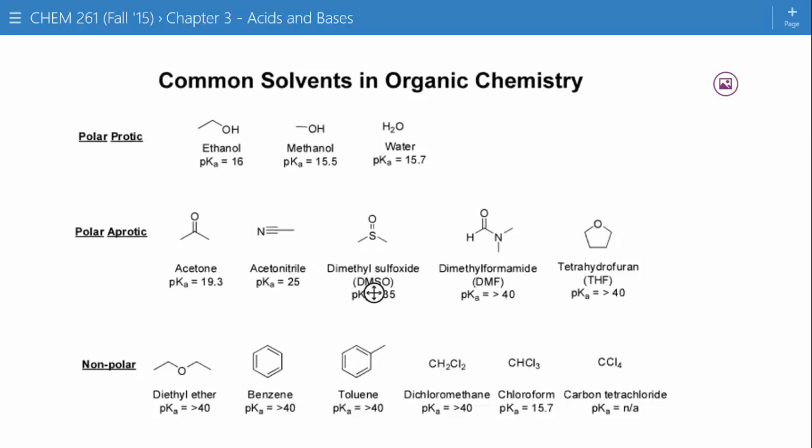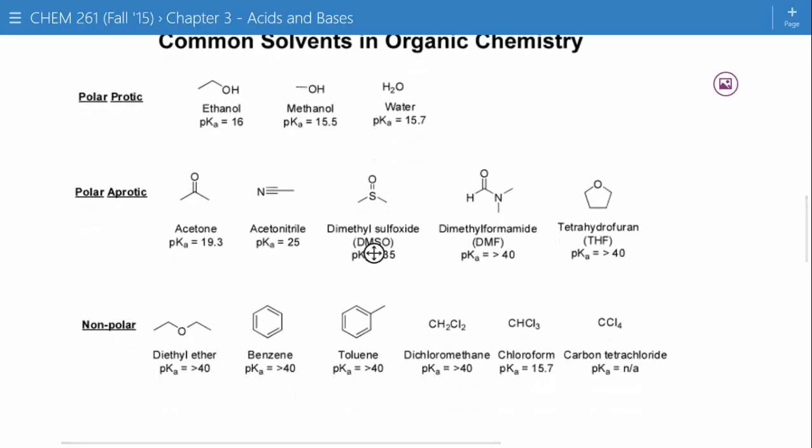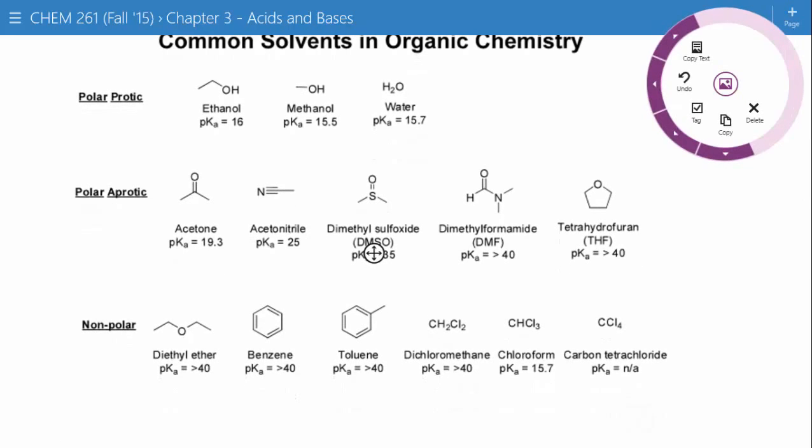Dimethyl sulfoxide, that DMSO, is another one. Dimethyl formamide is another. Tetrahydrofuran, also referred to as THF, is common. And then we've got our non-polar solvents like diethyl ether, benzene, toluene, dichloromethane, chloroform, and carbon tetrachloride.